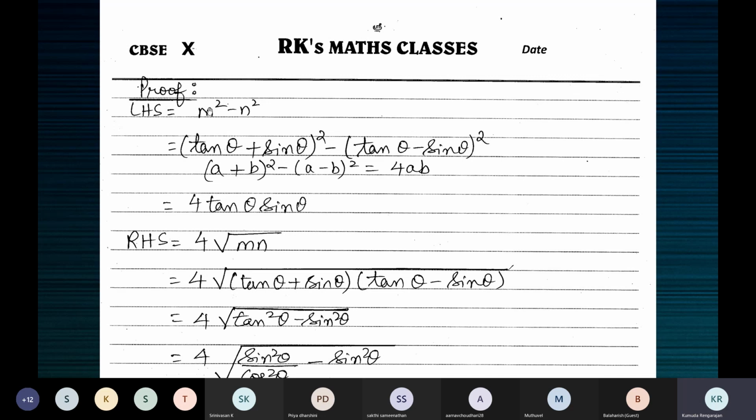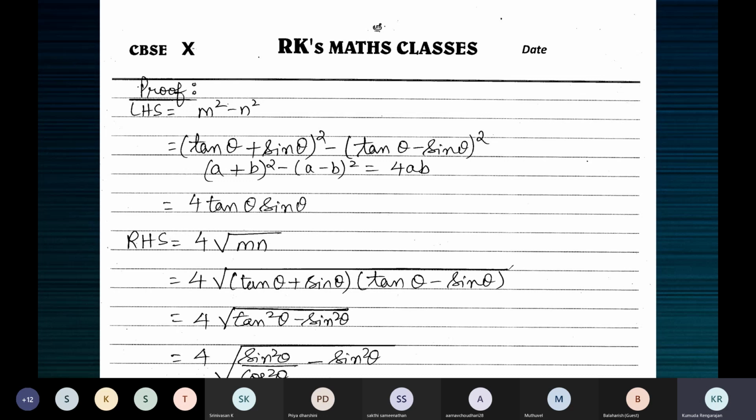So here we have directly substituted. Without simplifying, we have directly substituted. M is given to be this, so m square minus n square is given to be this one. So clearly this is of the form a plus b the whole square minus a minus b the whole square, which is 4ab. Write it straight away like this, children. Don't spend time expanding. That's how these identities are so useful.